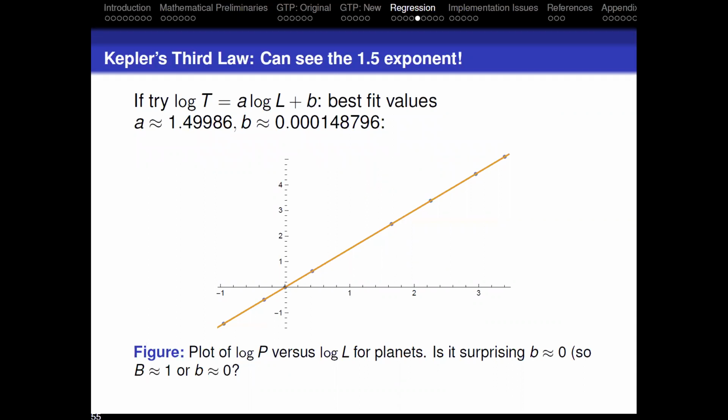When we actually use those values for the best fit values of A and B, we should be getting A is about 1.5, B is the log of 1, so it should be about 0. We see an incredible fit. So it does a phenomenal job.